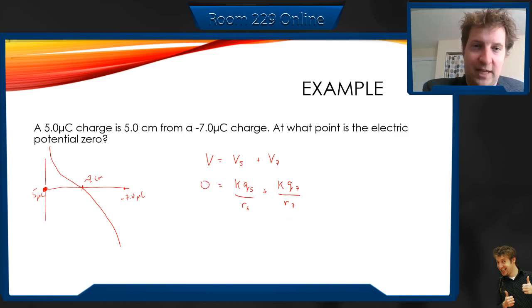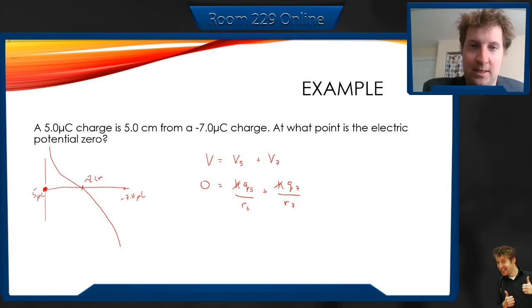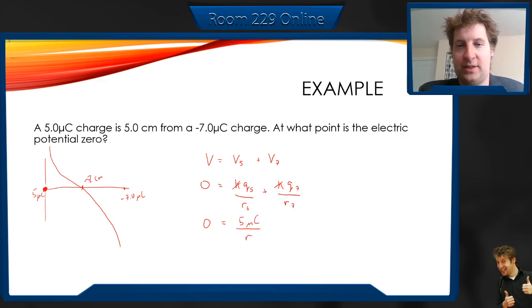And all of this is going to have to be equal to 0. What's nice about that is I can just divide everything by k. The k's are gone. Now, this is going to be 5 microcoulombs. Let's just call the distance here r. We're using the 5 as our frame of reference. Let's use r as the distance away. R right now we're going to define as the distance from the 5 coulomb charge.